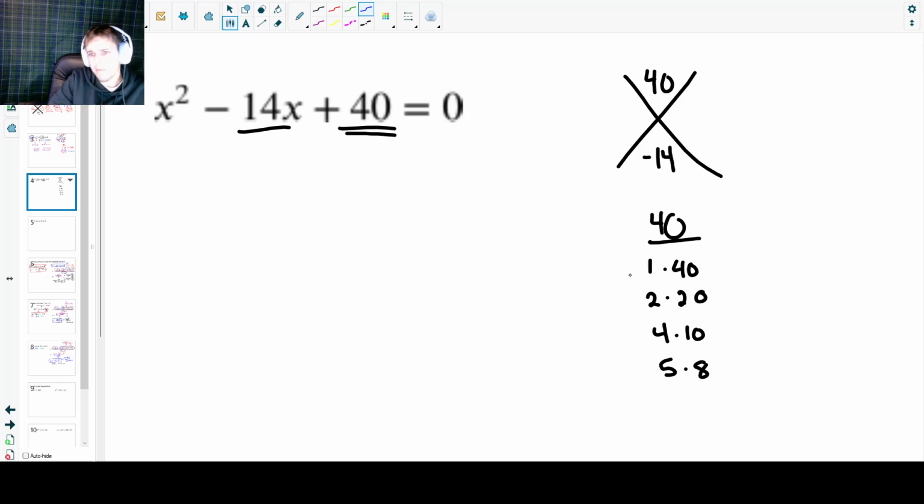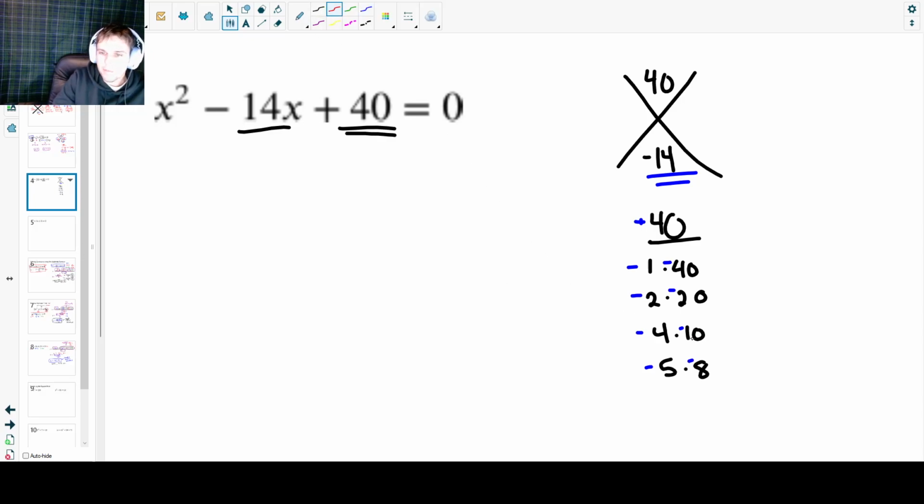But I'm noticing a problem. When I go to add all these numbers up, since everything here is positive, how am I going to get a negative 14? Turns out there's another way to multiply and get a positive number like this, right? If both numbers are negative, I will also get a positive. So let's just make both of the numbers negative in these pairs.